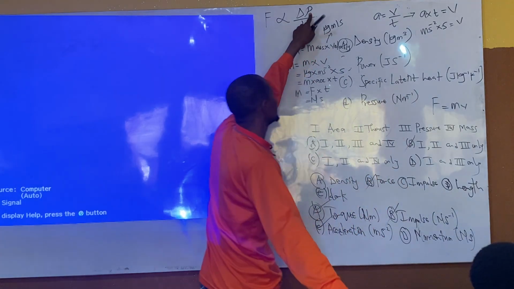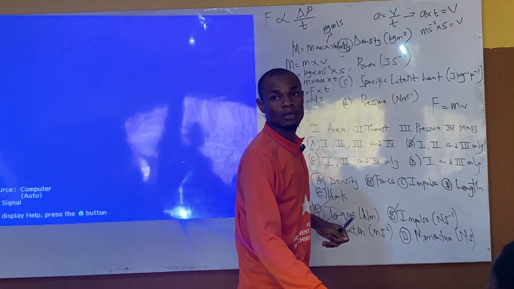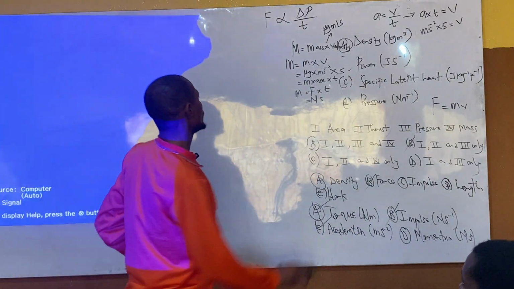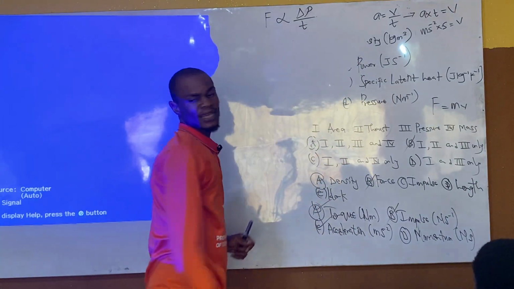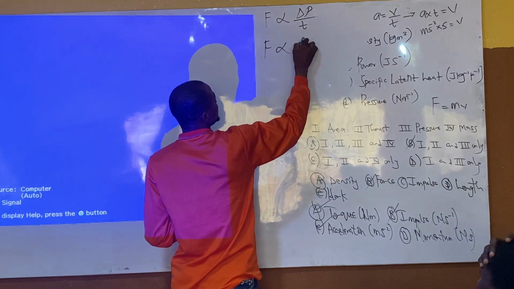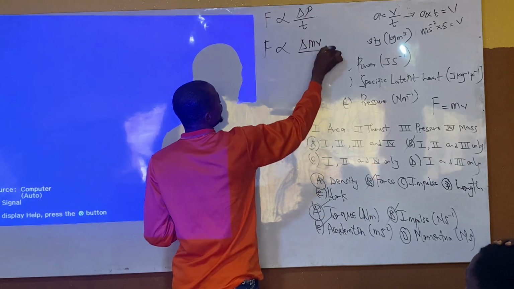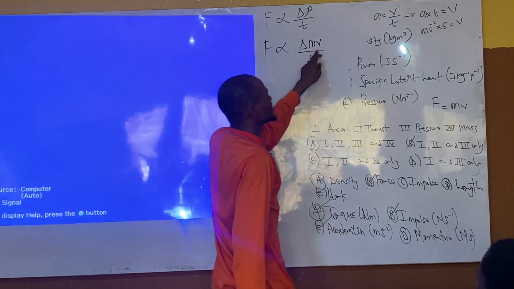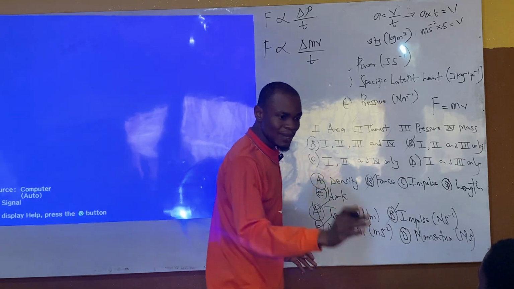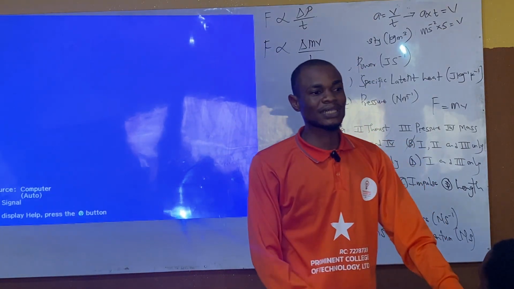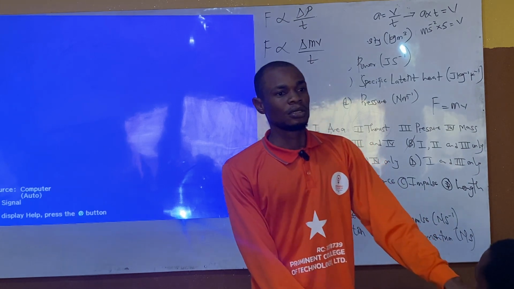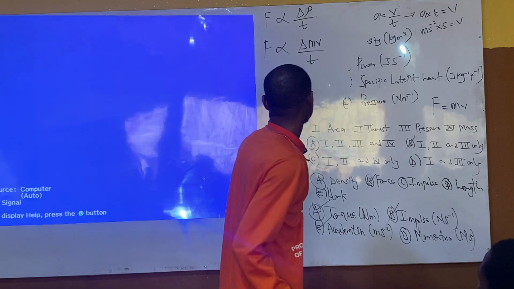So therefore, let me change this P. Let me change this. The momentum formula is what? Mass times velocity. F is proportional to what? Change in mv over t. When they say change in mass times velocity, it is the change in velocity, because mass is constant. The mass of that body does not change, but its velocity can change. Now, because mass is constant.